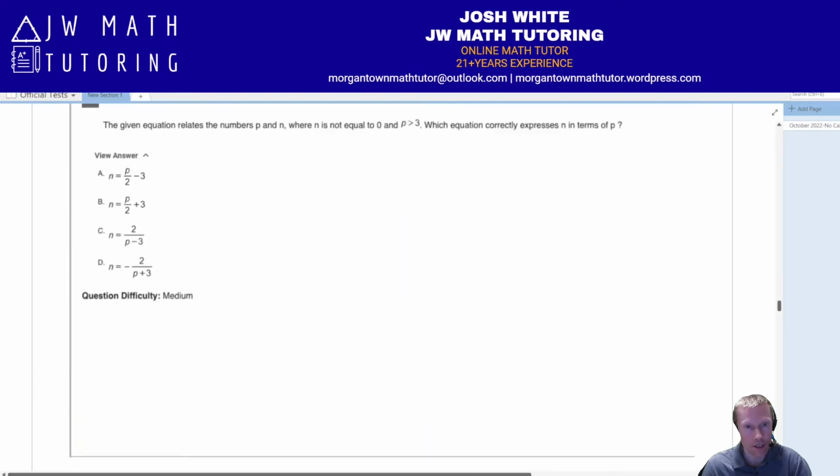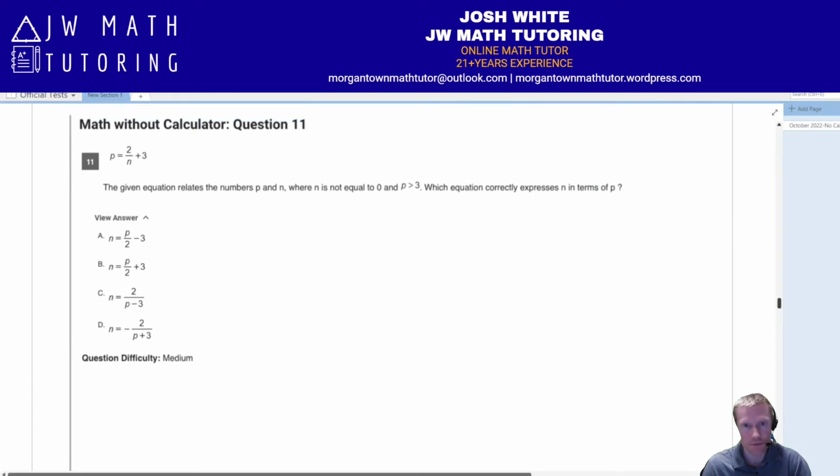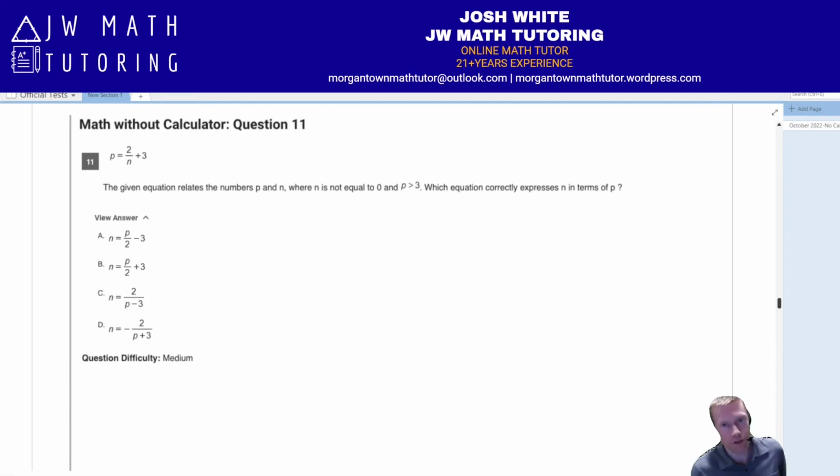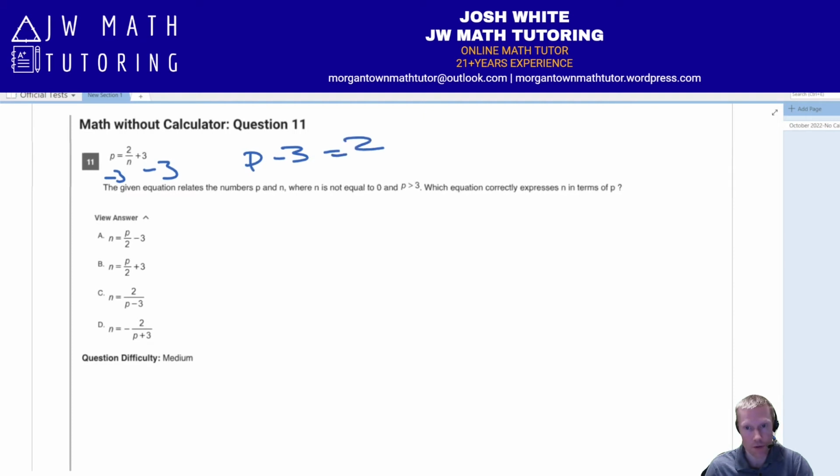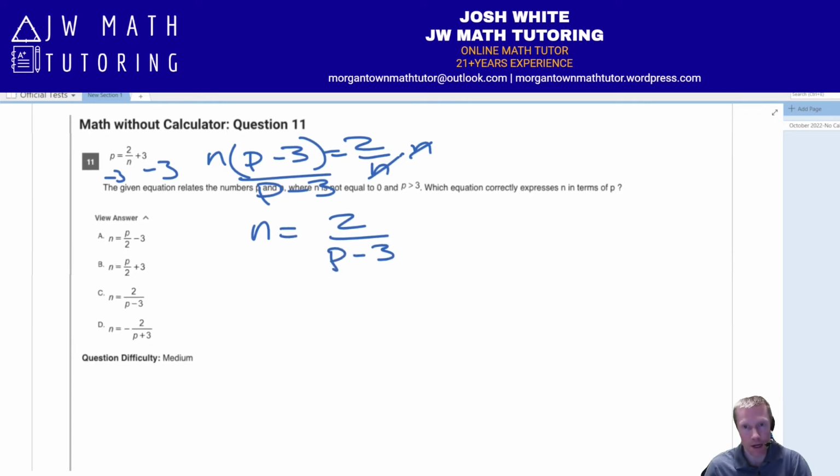All right, now moving on to the next question, number 11. In this question, there are multiple ways that you could solve it. The first method I would do, which is what I consider a traditional way, is just to isolate n. So I'm going to subtract 3 on both sides. I get p minus 3 equals 2 over n. Then I'm going to multiply by n. And then for my last step, I'm going to divide by p minus 3. So I get n equals 2 divided by p minus 3.